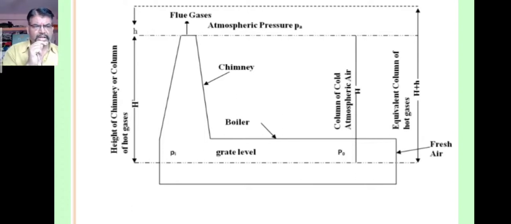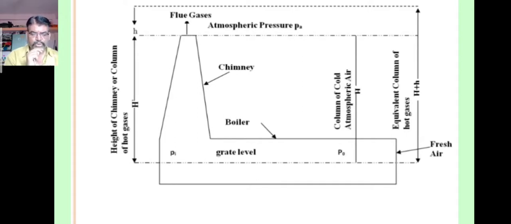You can see the grade level, then the height of the chimney, denoted by H, then the chimney, then the boiler, then the column of cold atmospheric air, then the equivalent column of the hot gases, which you can see in the diagram. Now, as I told you, we have the relation P1 is equal to PA plus rho G into gh. Here P1 is the pressure at the grate level, chimney side, and P2 is equal to PA plus rho A into gh.